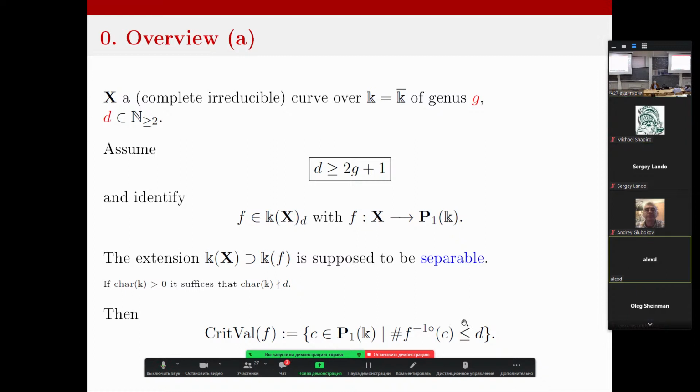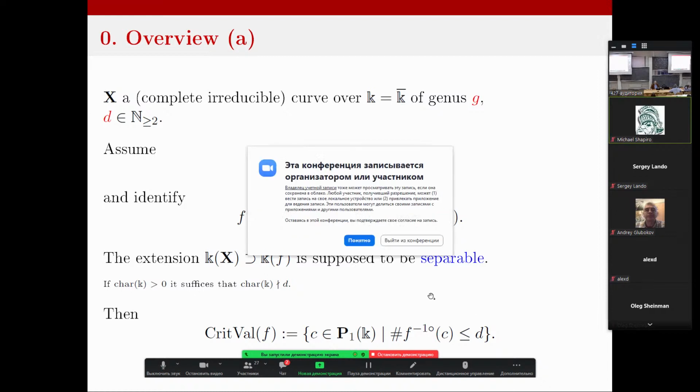А можно попросить права на запись? Sorry? Я прошу права на запись зума. Я сделал вас ко-хостом. Спасибо. Нет, я не возражаю. Yes. Recording in progress. Yes, got it.